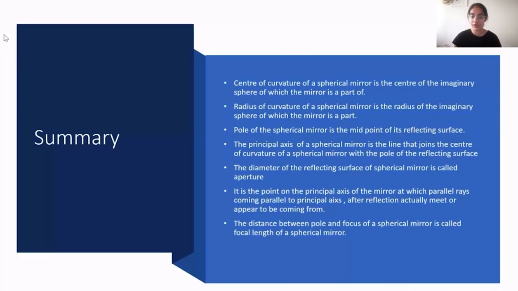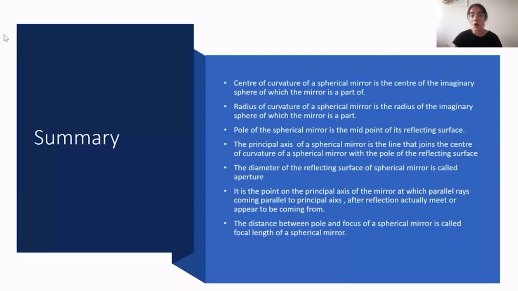Some definitions that are related to spherical mirrors are: 1. Center of curvature of a spherical mirror, which is the center of the imaginary sphere of which that mirror, be it concave or be it convex, is a part. Radius of curvature of a spherical mirror is the radius of that imaginary sphere of which the mirror is a part.